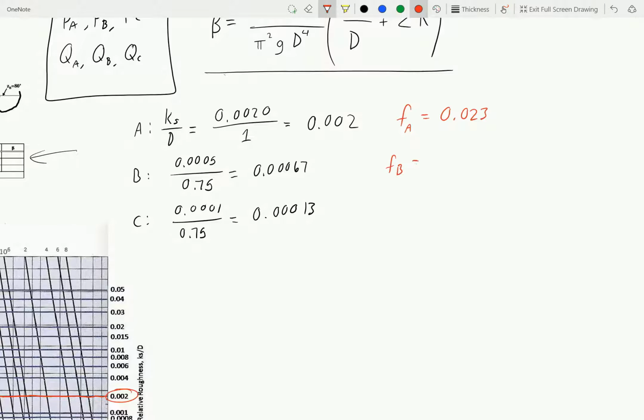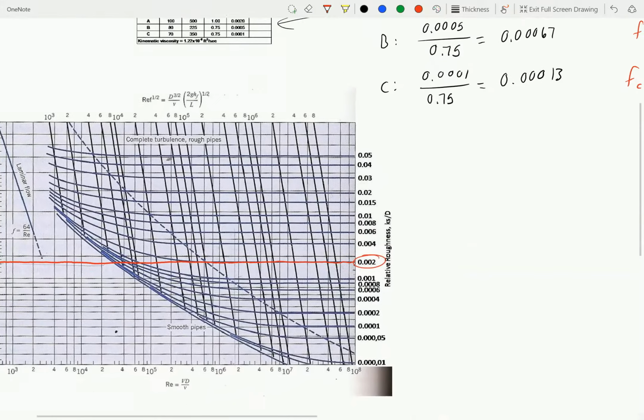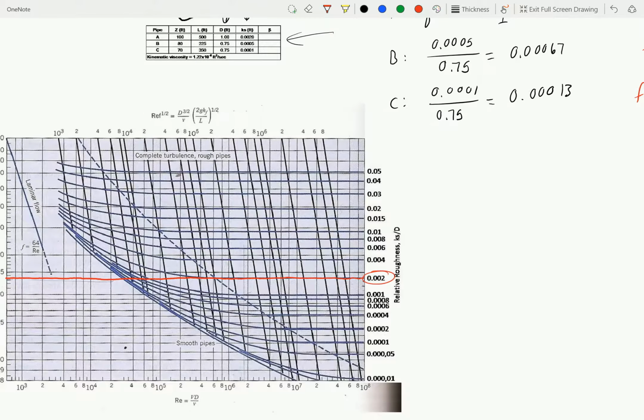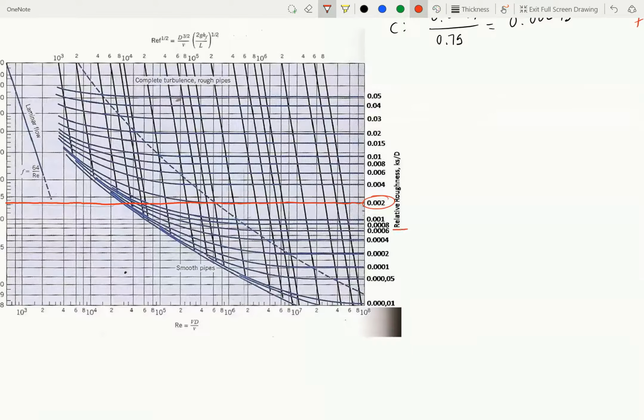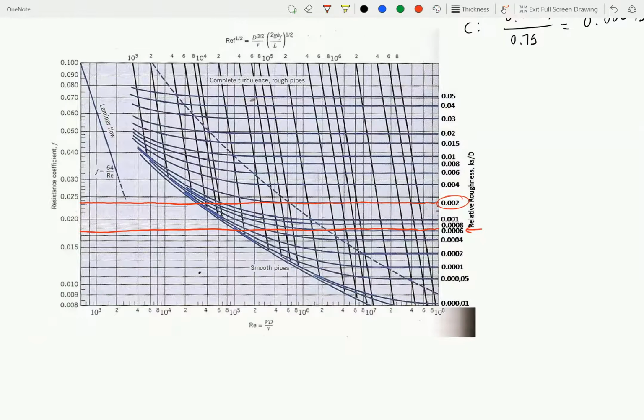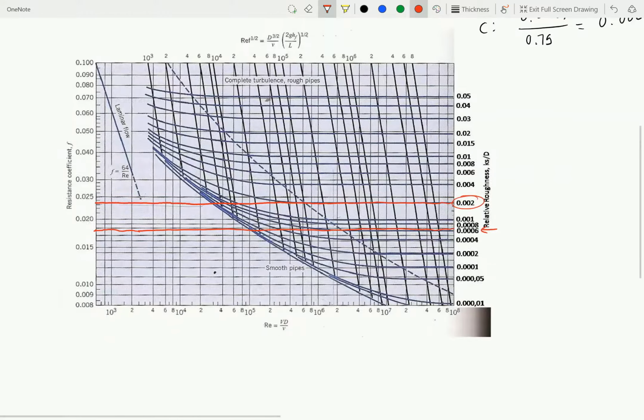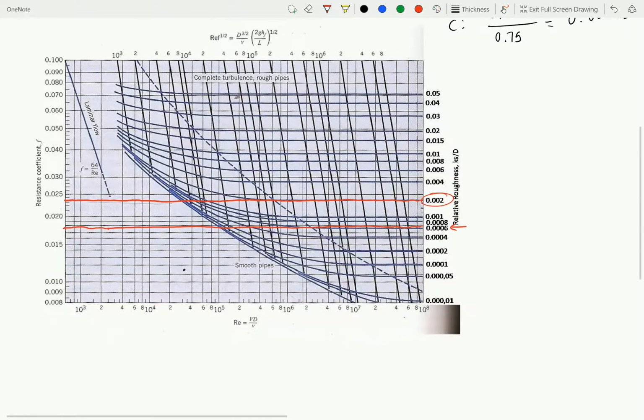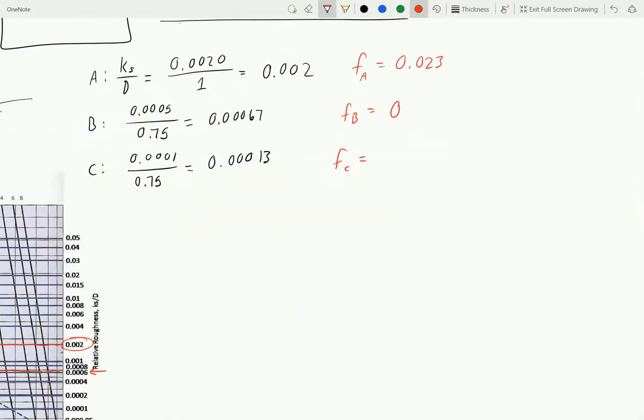And then we'll have one for B, and an F value for C as well. So for B, we have 0.00067. So here's 0.0006, so it's going to be a little bit above this line. We'll pretty much just follow that straight across, maybe a little bit above that line, right around here. So we'll say 0.018. Yeah, just 0.018, that's fine.